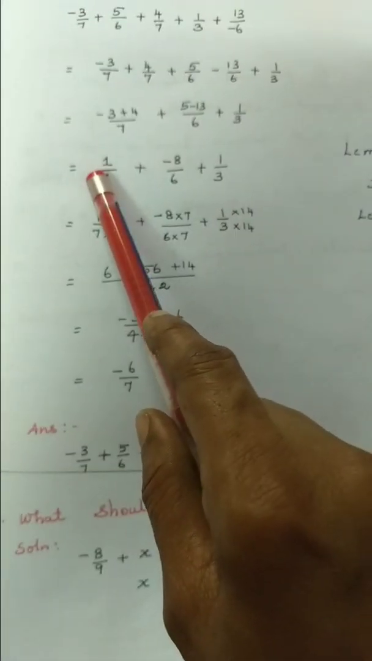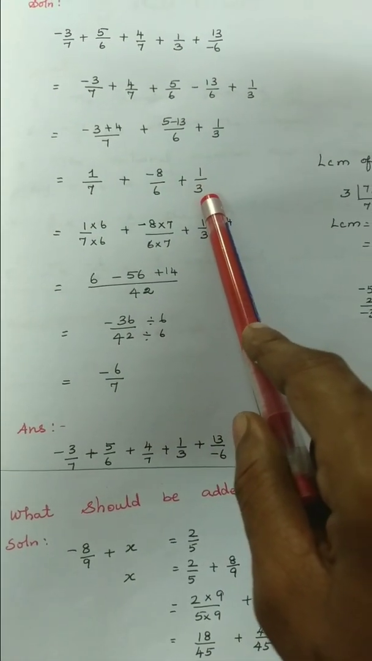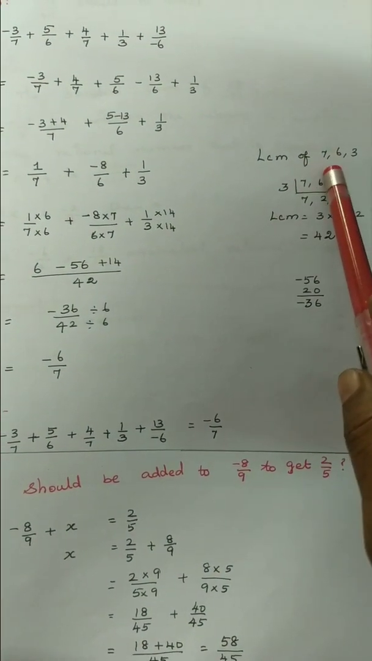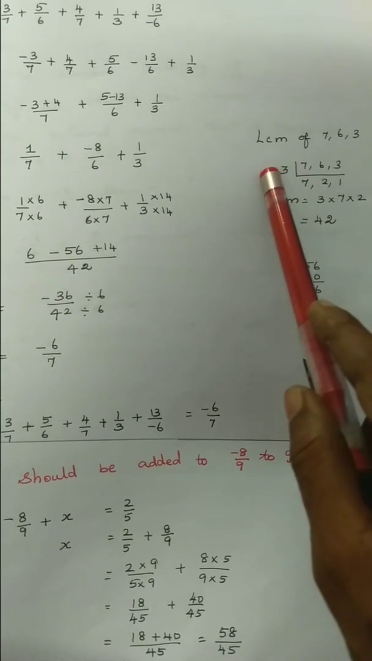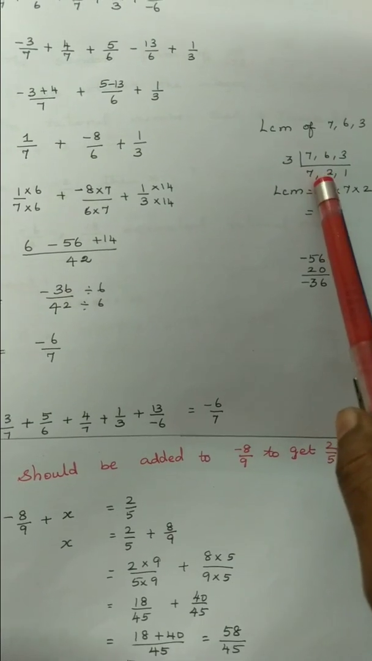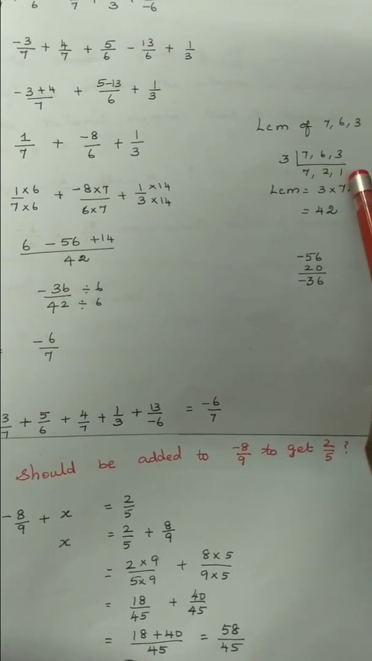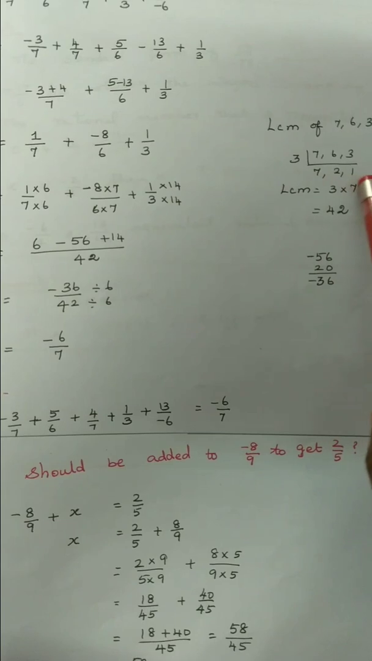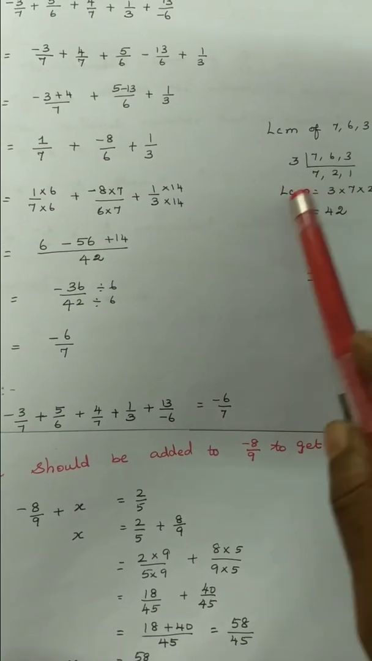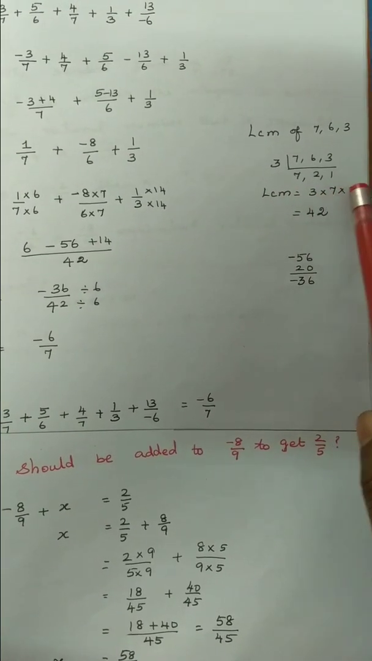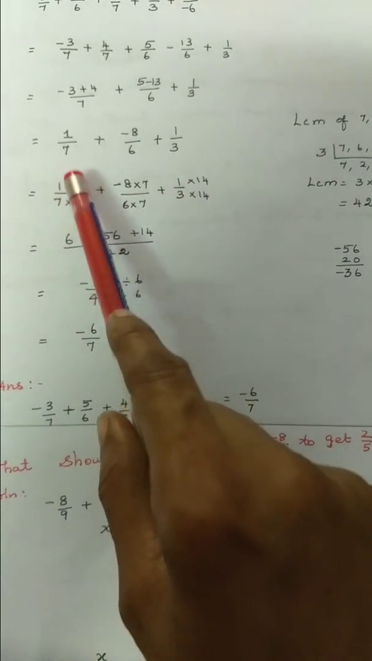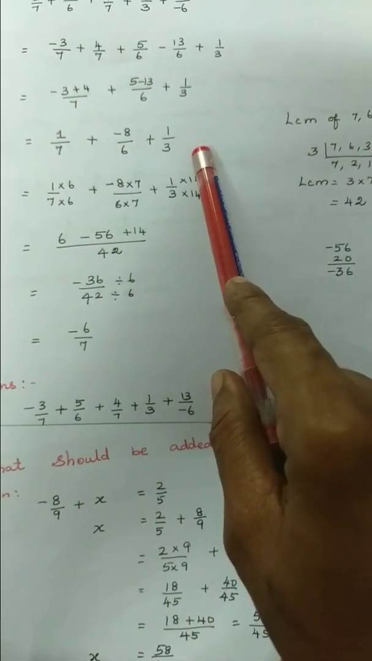Now here the denominators are different, so we have to find the LCM. 7, 6, 3. Divide by 3; 6 and 3 can divide. Then 2 times, 1 times. Then 7. These 3 are different numbers, so you multiply these 3: 3 into 7 into 2, 42. 42 is the LCM for 7, 6 and 3.